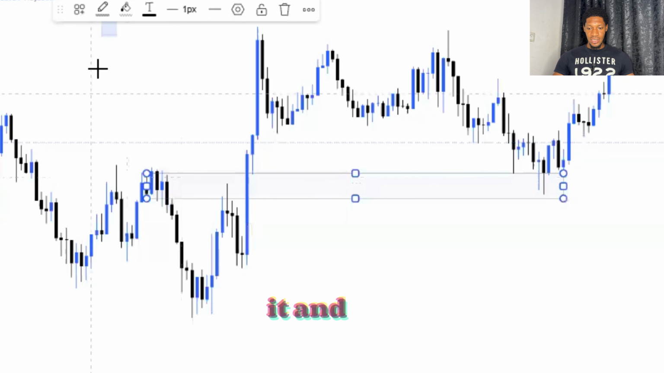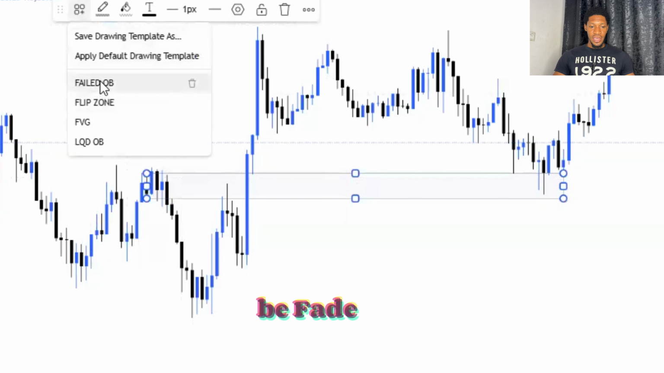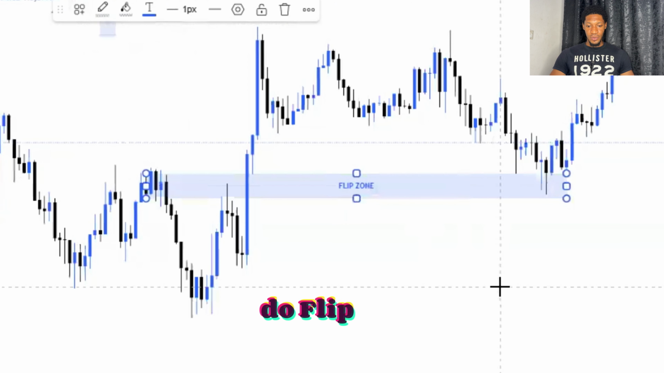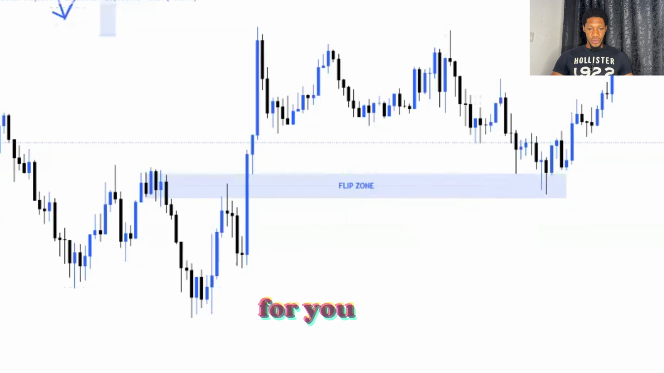You extend it and you name it to be a fade order block, guys, or you can do flip zone. So just come grab this stuff right here. Let's do flip zone. So this is a flip zone for you, okay?